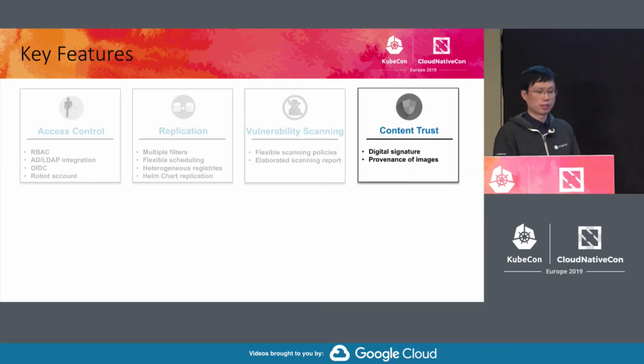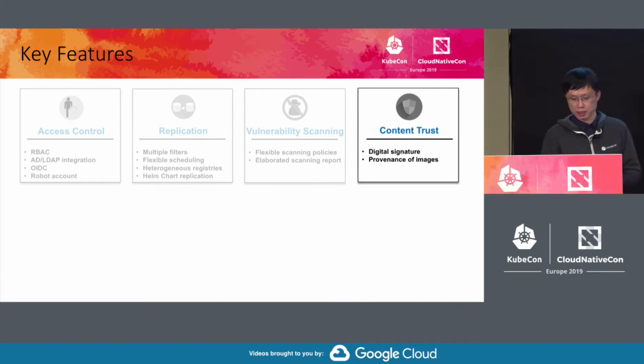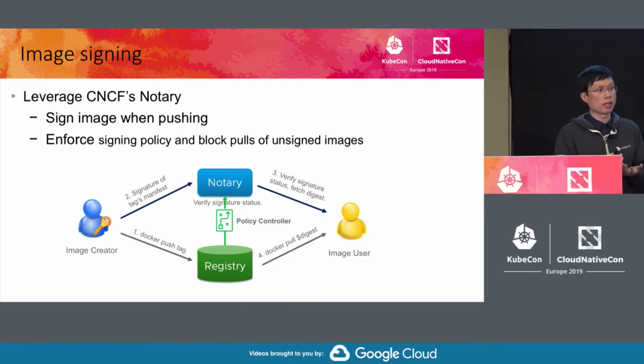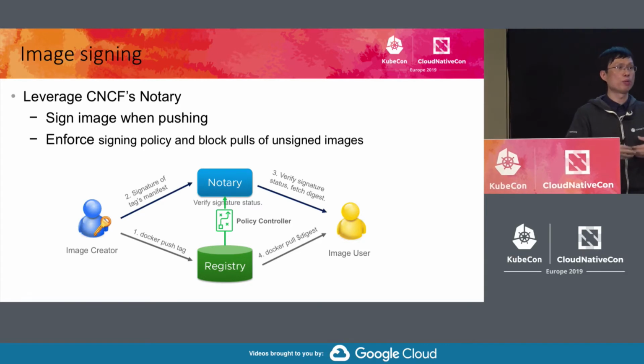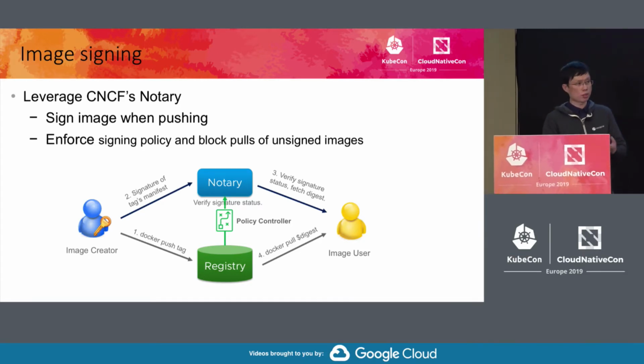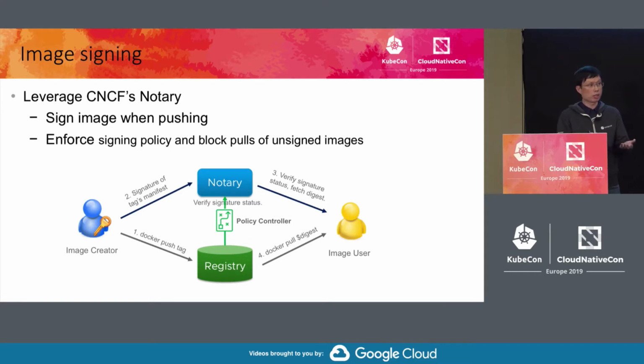The third one is content trust. This one is relatively simple and easy to understand. We leverage another CNCF project called Notary to help us sign the image. When we push an image to the registry, we create a signature for that image and store it in a Notary service. Based on that, when we pull the image again, we compare that signature with the image to verify whether it comes from the trusted source. By that means, we can ensure that the images always come from trusted sources that we can use.